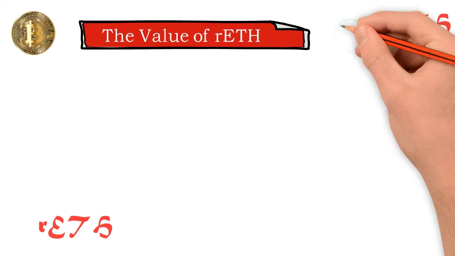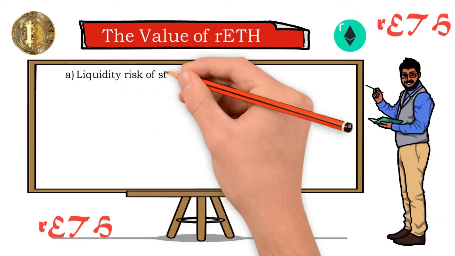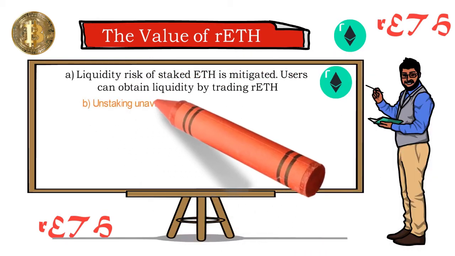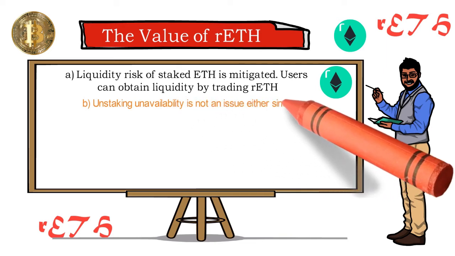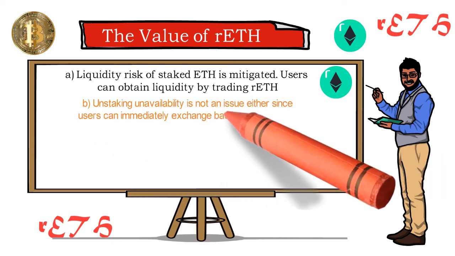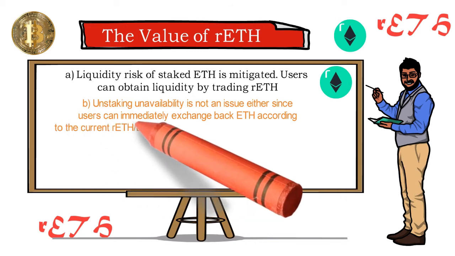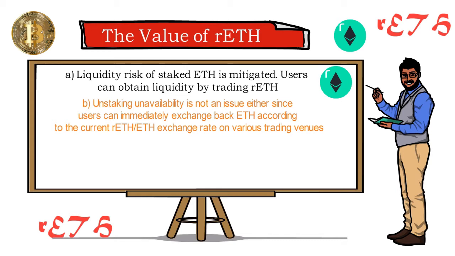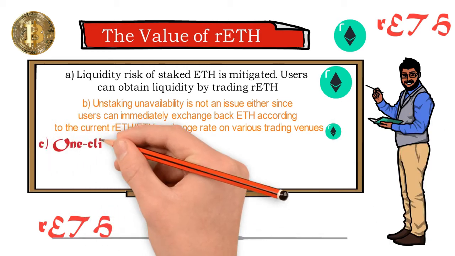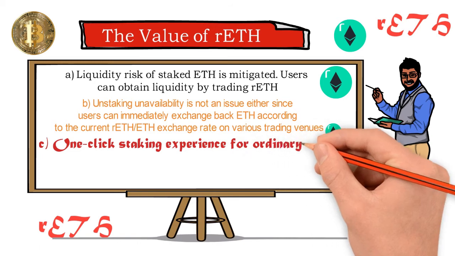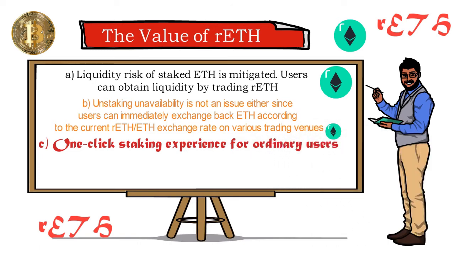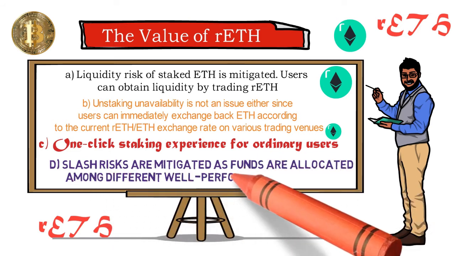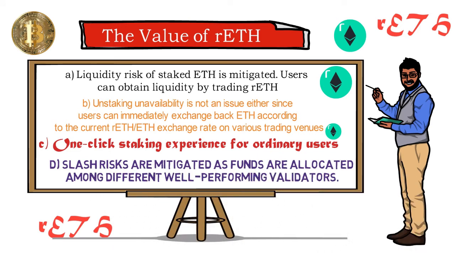The value of rETH. A. Liquidity risk of staked ETH is mitigated. Users can obtain liquidity by trading rETH. B. Unstaking unavailability is not an issue either, since users can immediately exchange back ETH according to the current rETH/ETH exchange rate on various trading venues. C. One-click staking experience for ordinary users. D. Risks are mitigated as funds are allocated among different well-performing validators.